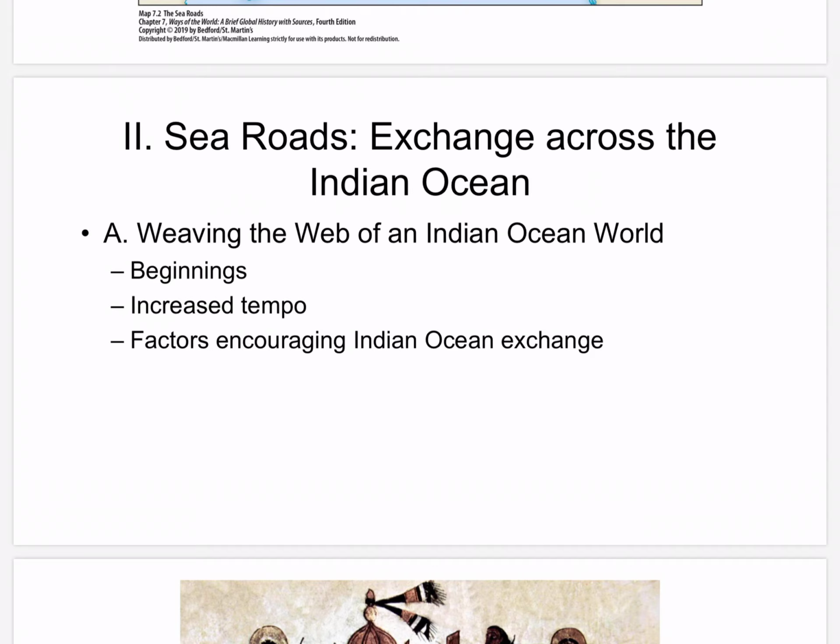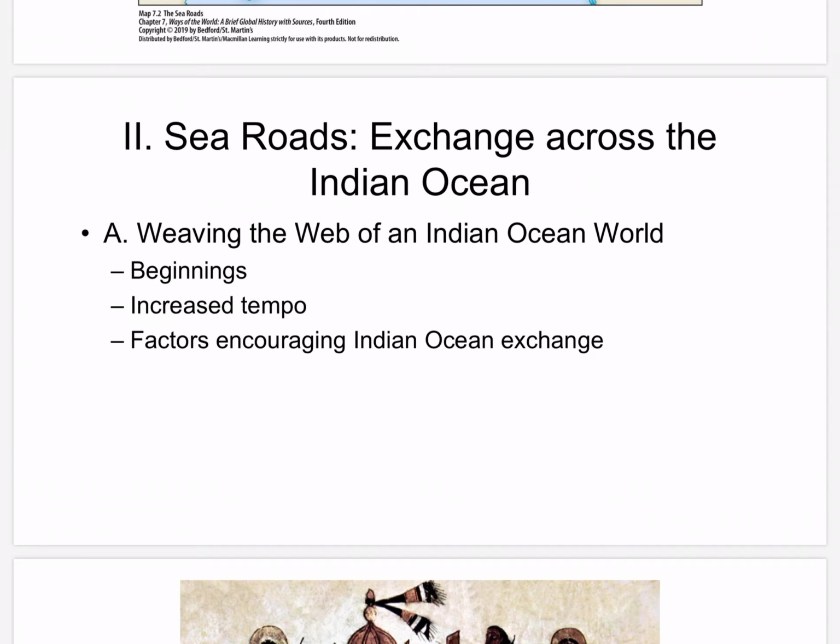All right, weaving the web of an Indian Ocean world. The Indian Ocean trade started in the age of the first civilizations. Ancient Egyptians and Phoenicians traded down the Red Sea. Malay sailors reached Madagascar in the first millennium BCE. And the tempo of commerce increased in the early centuries CE with greater understanding of the monsoons. Merchants from the Roman Empire settled in southern India and the East African coast, and growing trade in the Eastern Indian Ocean and the South China Sea became visible as well.